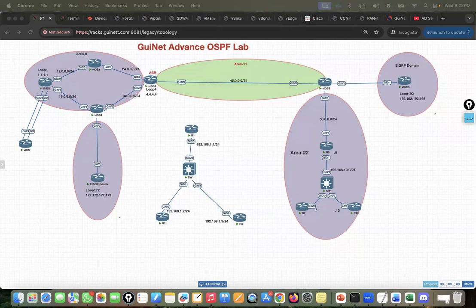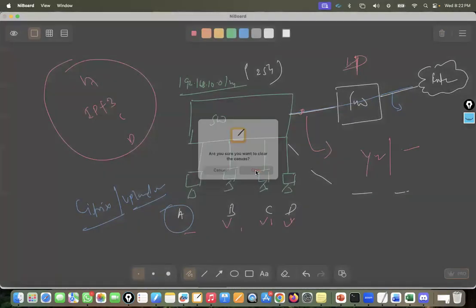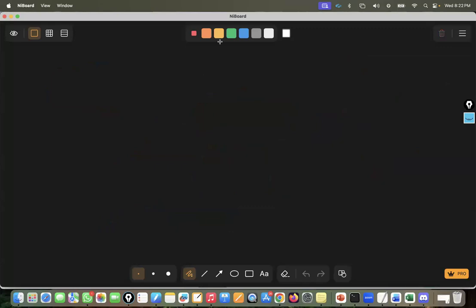Definitely. So now we have to talk about the LSAs because we have done a lot of discussion on cost, metric, everything. The LSA is one of the methods where all my routing updates are going to be exchanged from one router to another router. So how many LSAs do we have? In total, we have 11 LSAs available in OSPF, right? This is known as the link state advertisement.